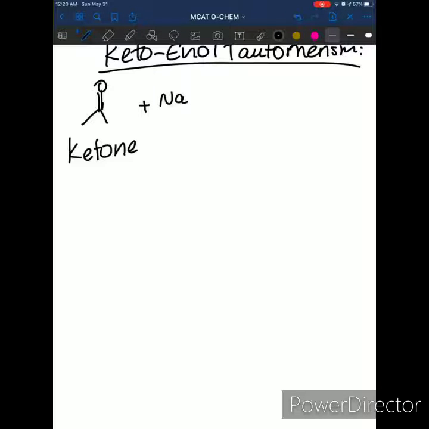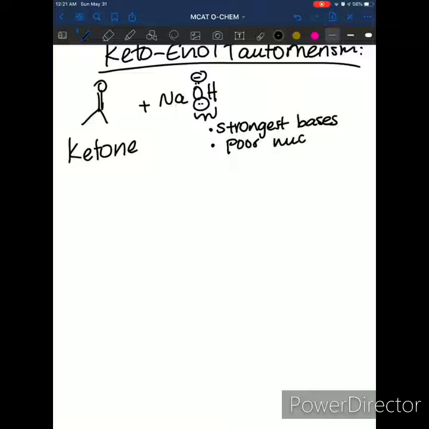So in order to do this, you're going to need a base, something like NaOH, which has a full negative charge on the oxygen. And some people, your first reaction might be a nucleophilic attack on this partially positive carbon, but actually that would be wrong, because this OH, we know two things about it from general chemistry. We know that it is one of the strongest bases, right? We were given a list of all the strong acids and strong bases, and NaOH was definitely on that list. But also, it would be a very, very poor nucleophile.